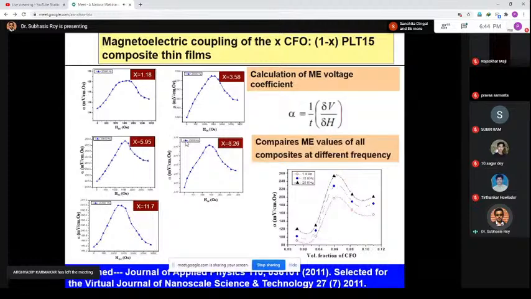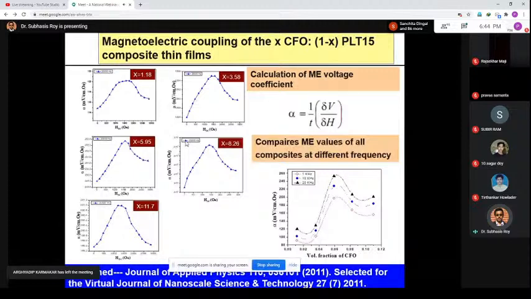We got the coupling around more than 200 millivolt per centimeter Oersted, which means it is tuning combined magnetic and electric property. If you see these equations here, this is the magnetic induction with output electrical voltage. So giving the magnetic induction, it is giving very good output voltage.